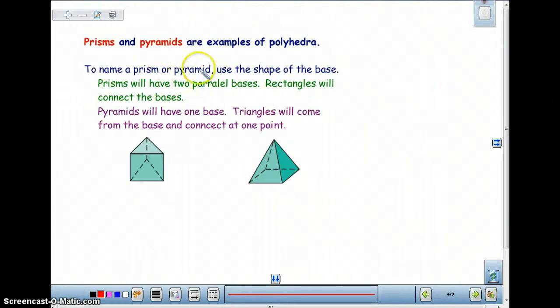The difference between prisms and pyramids: we have to use the base shape when we're naming these things. Prisms have 2 parallel bases. In this case, our bases are going to be our triangles, and then we're using rectangles that go around it. So the difference is that a prism has 2 parallel bases, whereas a pyramid has 1 base and then it connects up on the top at a point. You're always going to have triangles for your sides, whereas your base will be something different.